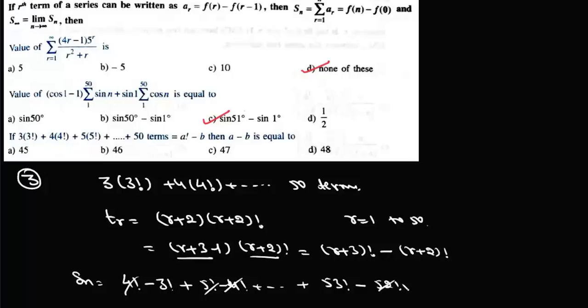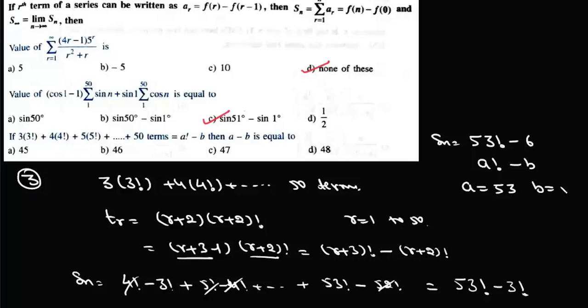All these successive terms will cancel. So we'll get this as factorial 53 minus factorial 3, or this is factorial 53 minus 6. Now they have expressed it in the form factorial a minus b. So a is 53 and b is 6. Now we need to find the value of a minus b. Now 53 minus 6 is 47, which is your option C.